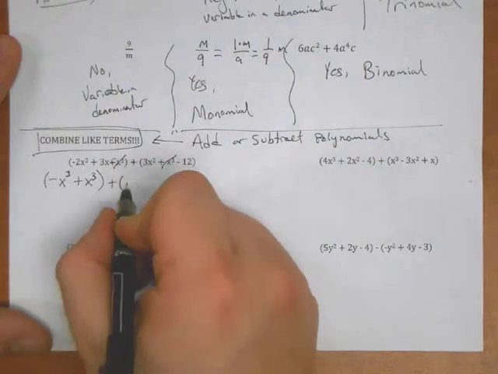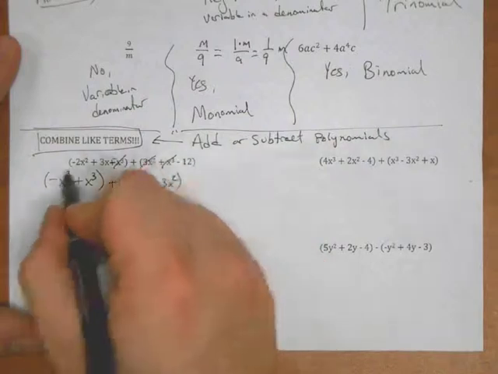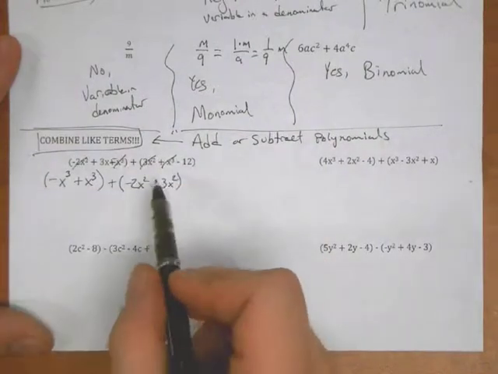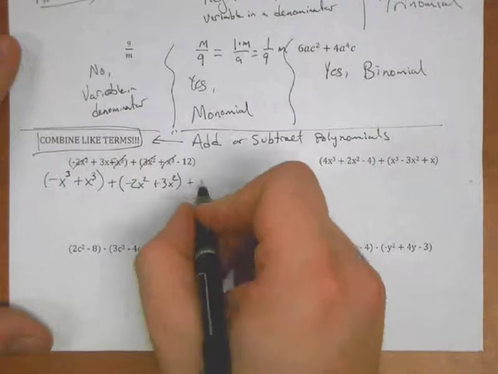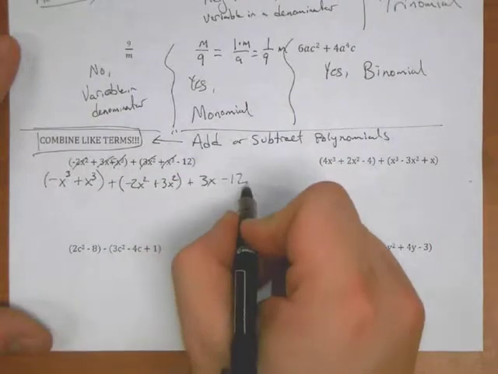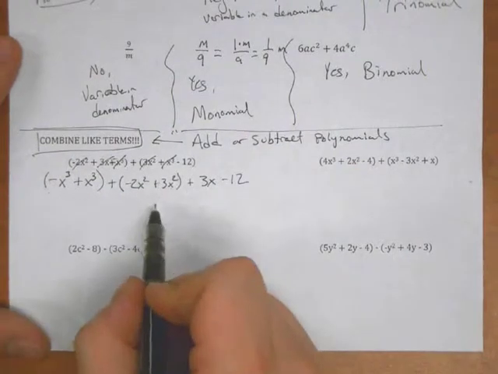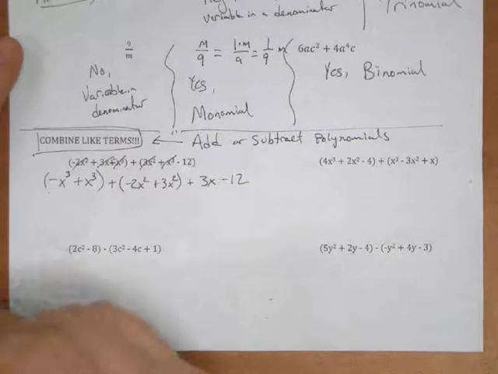Let's see, another thing I like would be 2x squared plus 3x squared. Notice I'm crossing them off as I go so I don't reuse them. Plus, let's see, I have a 3x, and I have a minus 12. Notice I wrote these in parentheses because those are the like terms. They have the same variable, the same exponent.